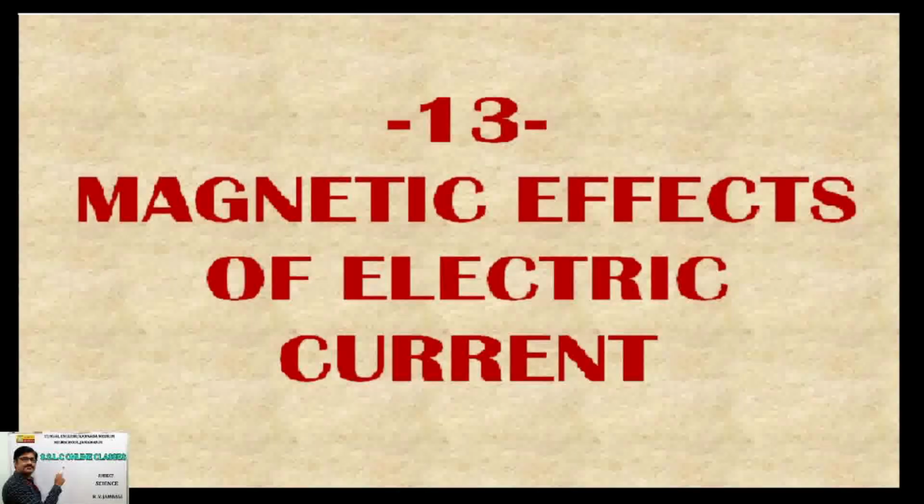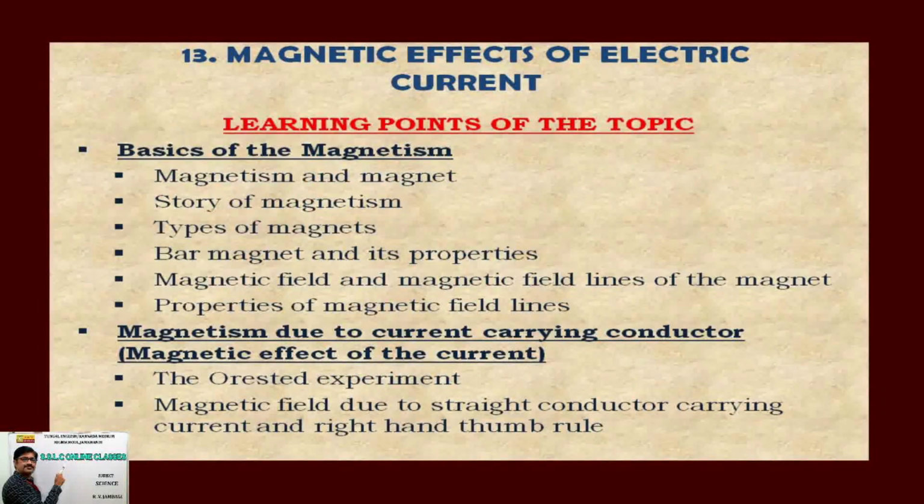Hello dear students, in this class we are learning the 13th chapter, that is magnetic effects of electric current. In this topic, you are learning basics of magnetism, that contains magnetism and magnet, story of the magnet, types of magnets, bar magnet and its properties, magnetic field and magnetic field lines of a magnet, properties of the magnetic field lines.